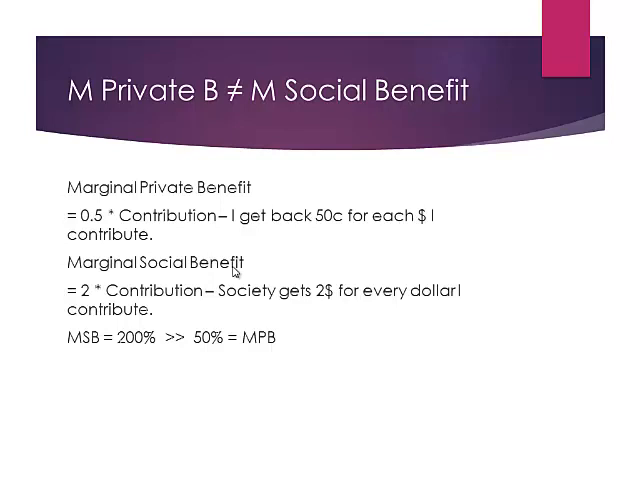Now, everybody has exactly this marginal calculation. Everybody gets half of what they put in, but they also get half of what everybody else puts in. So now the marginal social benefit is 2 times the contribution. Society gets $2 for every dollar that I contribute. So the marginal social benefit is 200%. The marginal private benefit is 50%. And so that's why this is called the social dilemma.